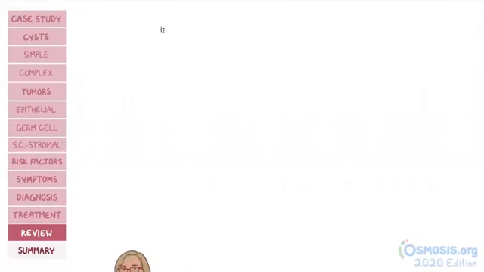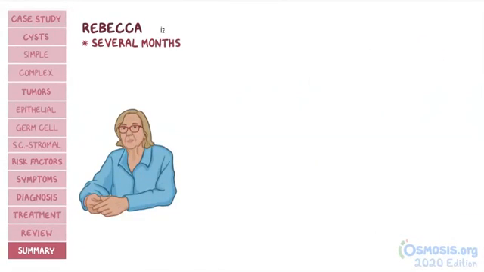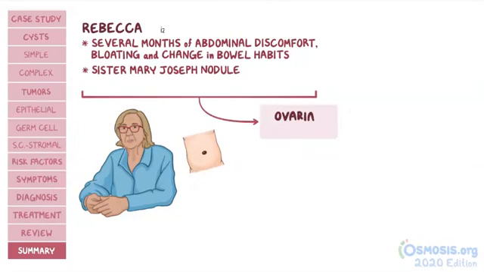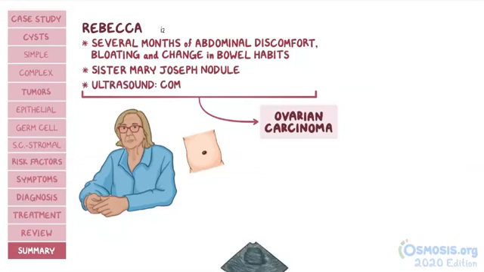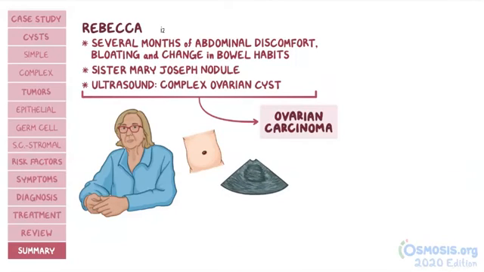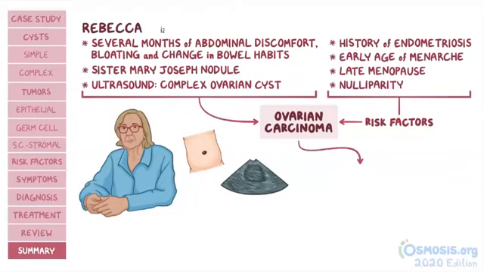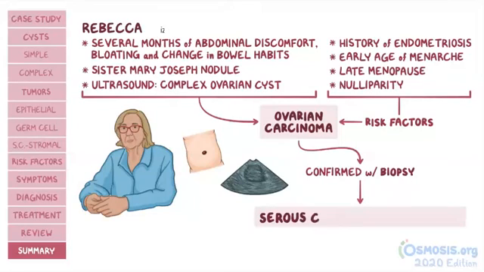Alright, back to our cases. Rebecca presented with vague symptoms like abdominal discomfort, bloating, and a change in bowel habits, but she also had a Sister Mary Joseph nodule on physical exam. These point to a possible ovarian carcinoma. Her ultrasound showed a complex ovarian cyst, which is also characteristic of ovarian cancer. Other clues include her past history of endometriosis, early age of menarche, late menopause, and nulliparity, which are common risk factors for ovarian cancer. This was confirmed with a biopsy, which revealed a serous cystadenocarcinoma, the most common type of ovarian cancer.